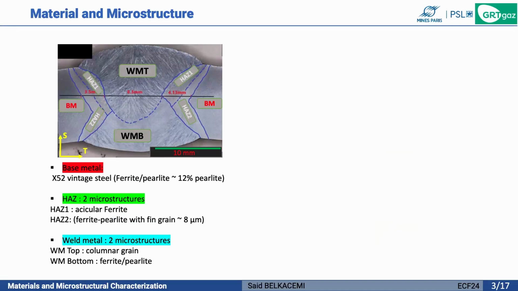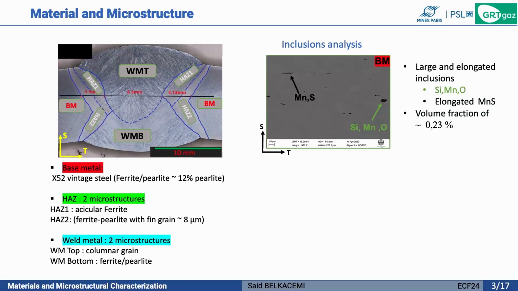So we also studied the double pass submerged arc welding. As we can see from this micrograph, we have the weld metal in the center. This weld metal is divided into two sub-regions depending on its microstructure. We have the weld metal top and we have the bottom. Adjacent to the weld material, we have the heat affected zone, which can also be divided into mainly two sub-zones. We have the heat affected zone 1, which presents a circular ferrite, and we have heat affected zone 2, which presents ferrite perlite microstructure.